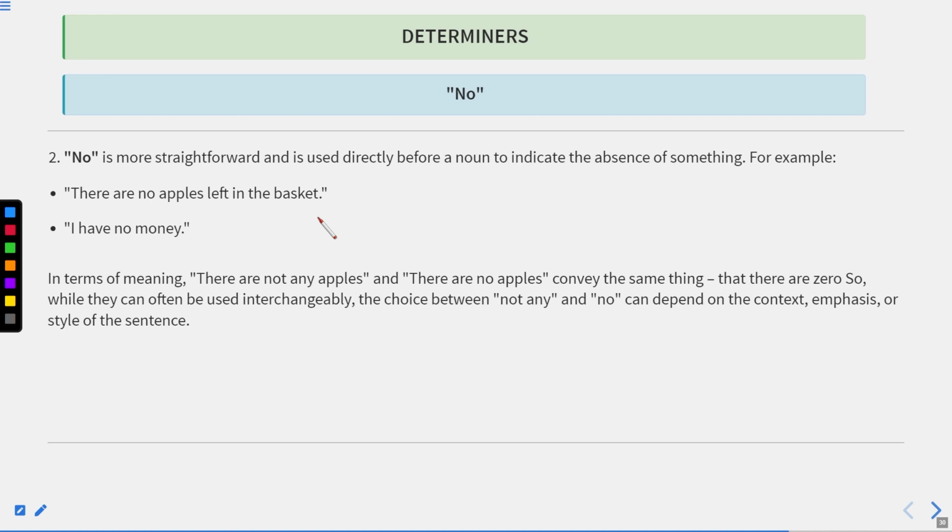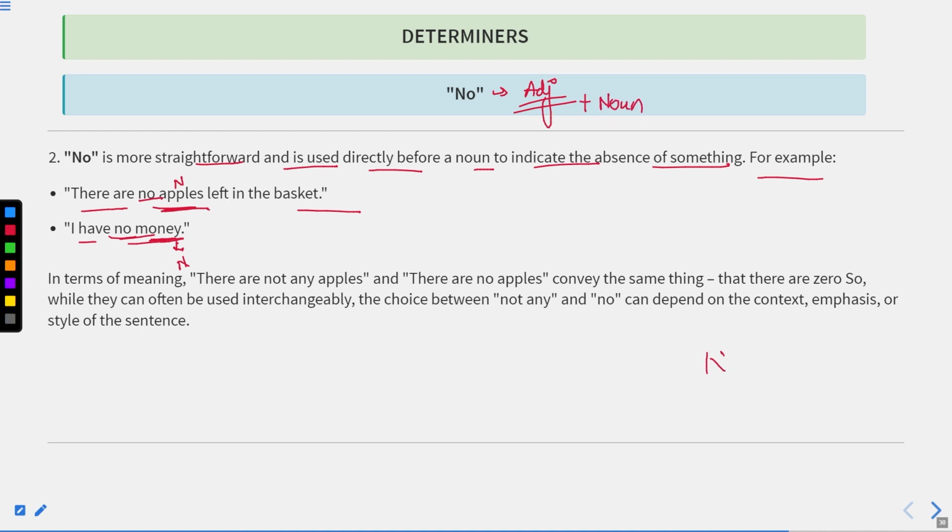Now we'll discuss the word no. No is more straightforward and is used directly before a noun to indicate the absence of something. Now no is an adjective first of all, whereas not is actually the adverb. For example, there are no apples left in the basket. Apples are nouns before which we have used the word no. I have no money. Money is again a noun before which we have used the word no.